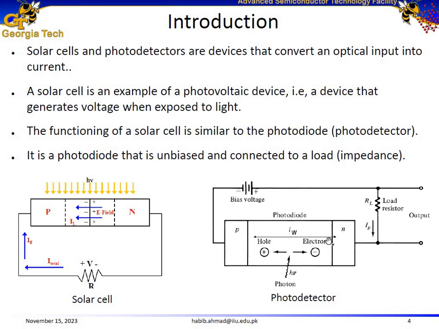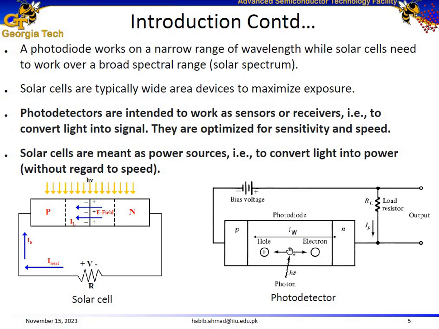For example, p-n photodetectors or p-i-n photodetectors need to be reverse biased, so that we can increase their depletion width, resulting in lower capacitance. And if the capacitance is lower, the response time or the speed of the photodetector would be higher. And that is the goal of a photodetector. We would like to detect as fast as possible for different applications, especially for communications.